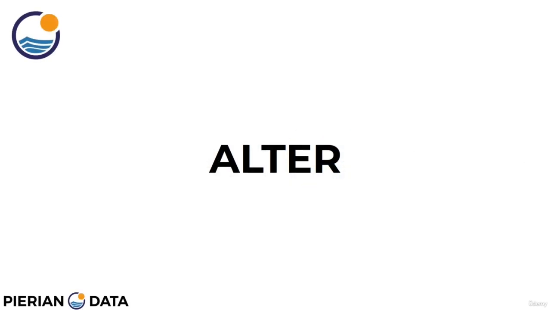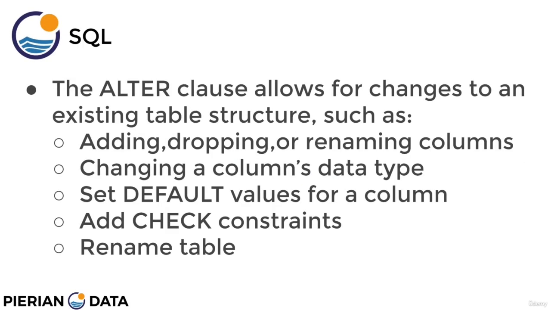Welcome back, everyone, to this lecture on the alter clause. The alter clause allows for changes to an existing table structure. It has lots of use cases, such as adding, dropping, or renaming columns, changing a column's data type, setting default values for a column, adding check constraints, and even renaming a table. Let's look at just a few examples for the general syntax for these cases.